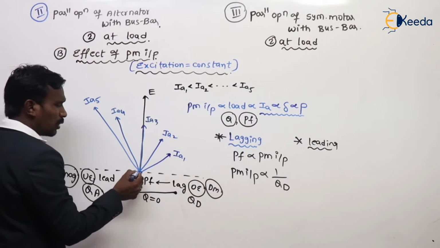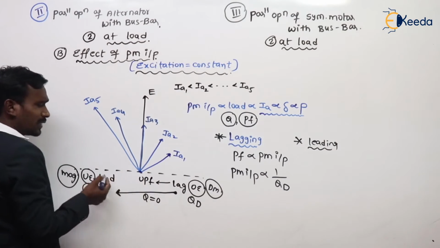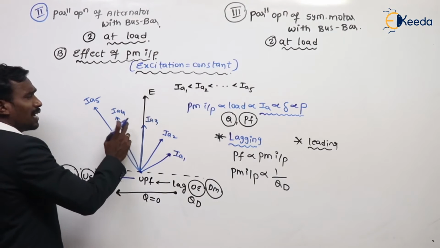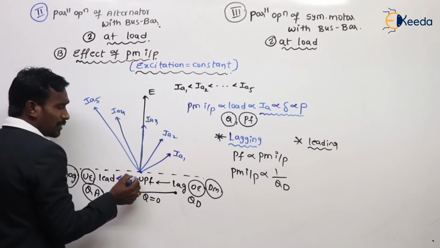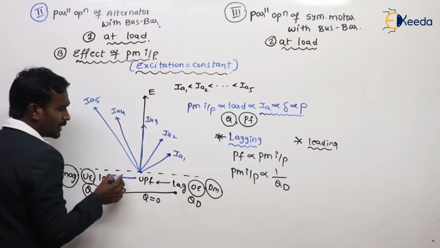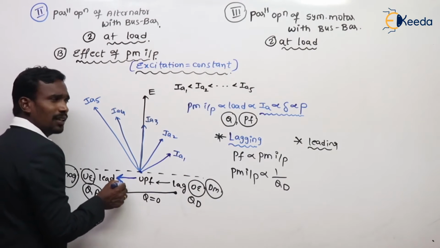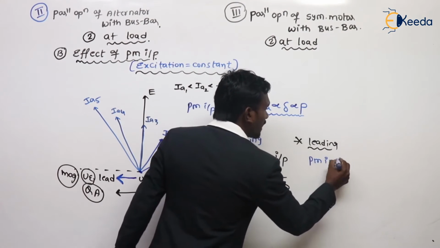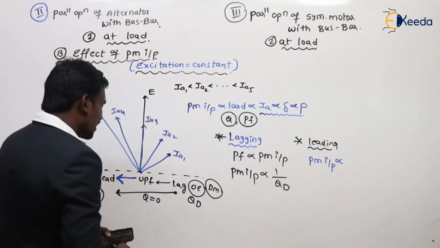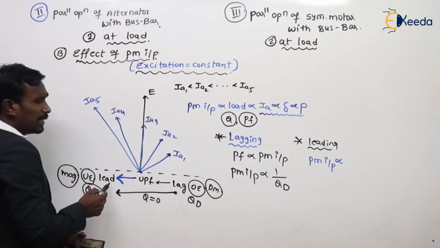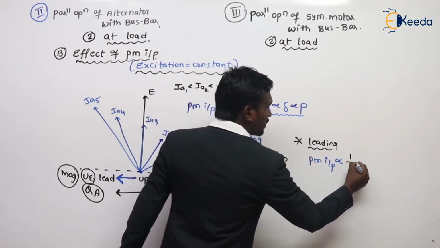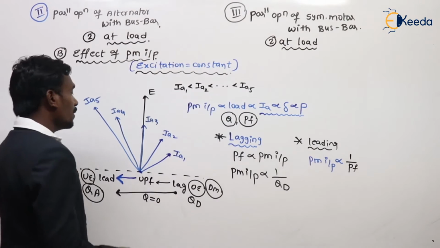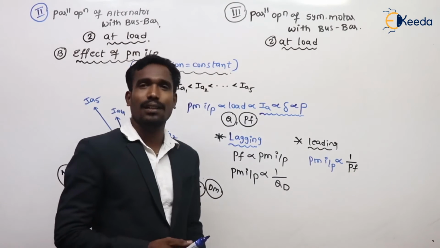In leading load, from unity power factor to leading, when the prime mover input increases, the currents are like this: IA4, IA5. This is also changing from unity power factor to leading. When the prime mover input is increasing, what happens to power factor? From unity power factor to leading, the power factor is decreasing. So in leading load, the prime mover input is inversely proportional to power factor.